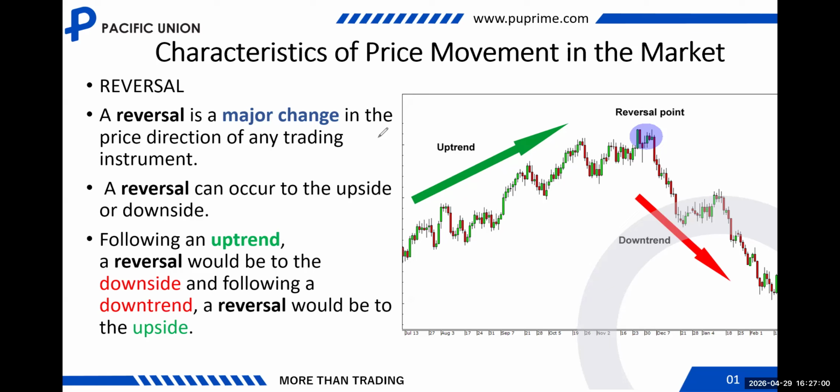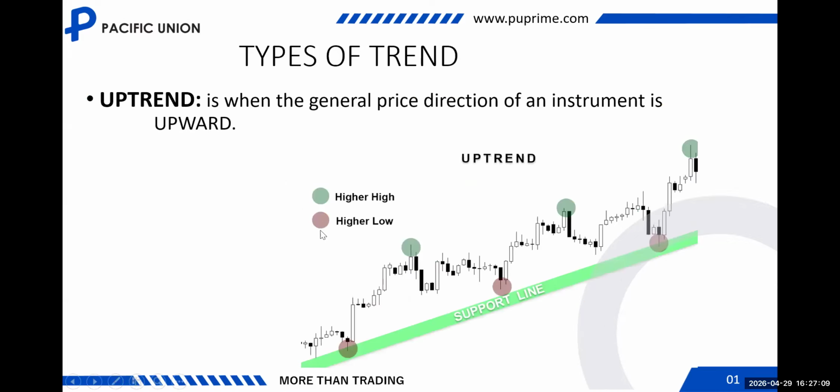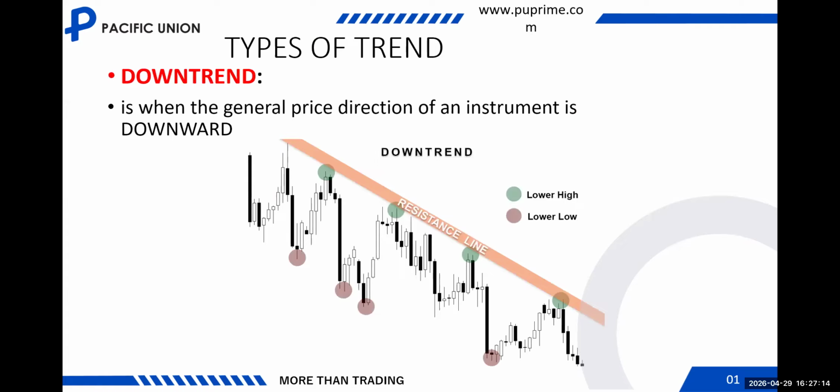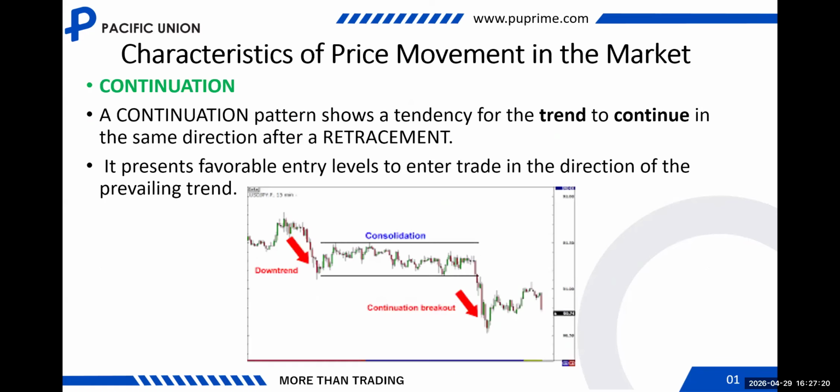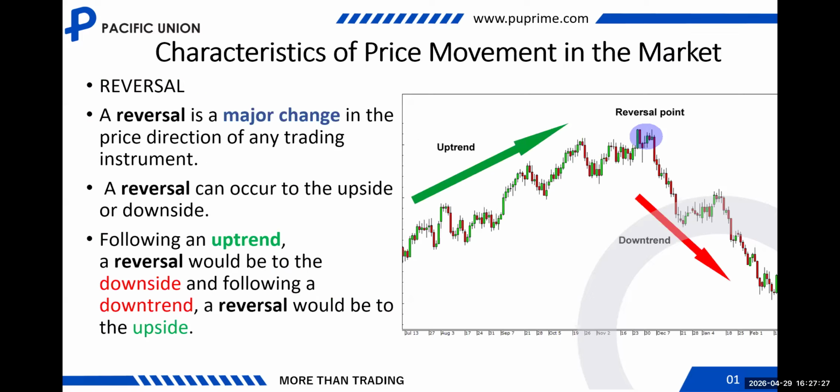So these are the 4 characteristics of price. And if you can inculcate this into your trading, I guarantee you that your trading will improve. Understand there is trend, there is retracement, there is continuation. This is trend: uptrend, downtrend, sideways. There is a retracement, which is temporary movement of price against established trend. There's continuation. Price continues in its original direction after every retracement. Then there is a reversal. Reversal is a complete change in trend.